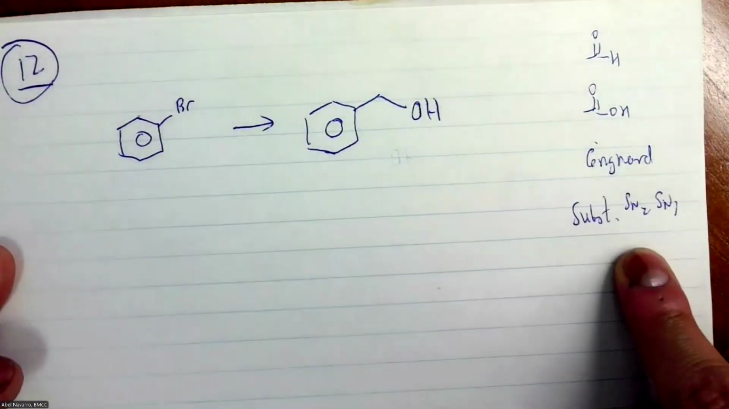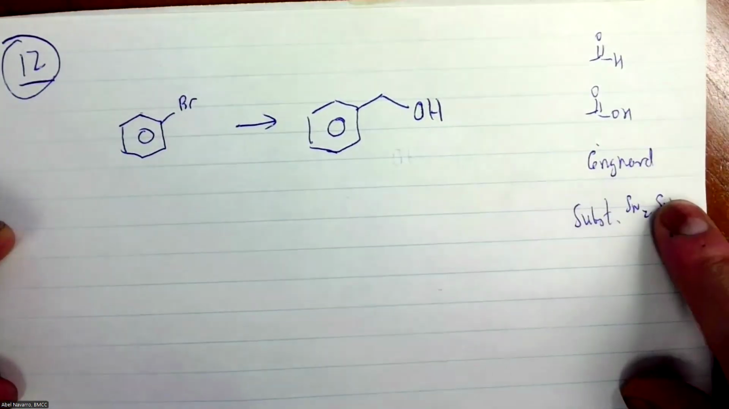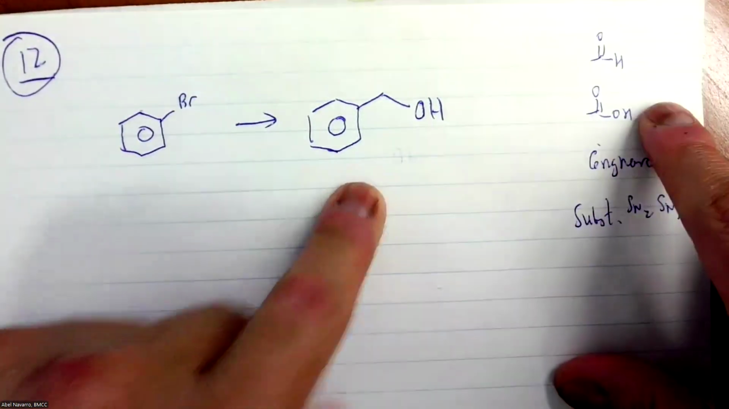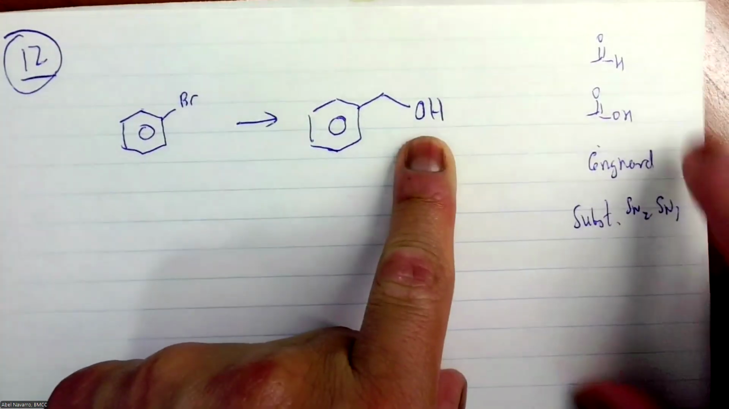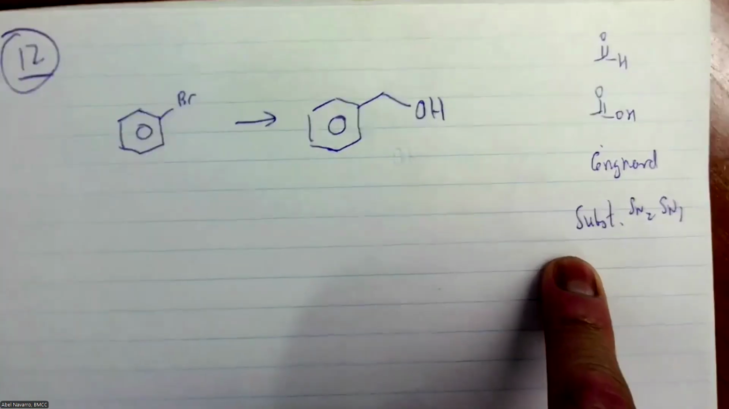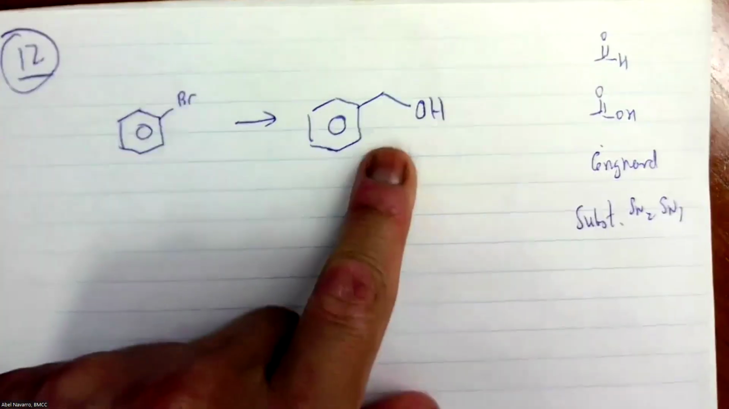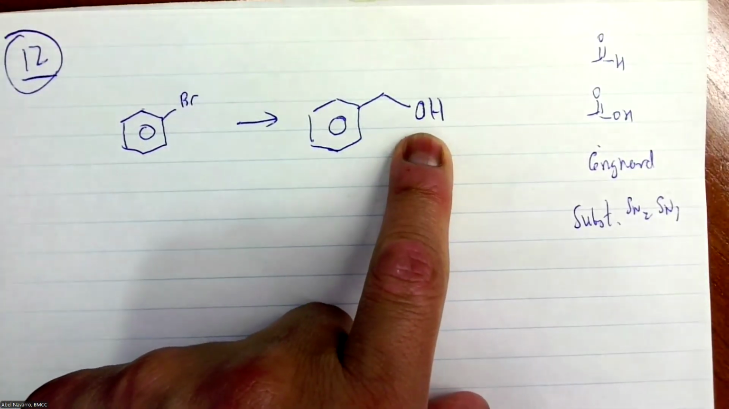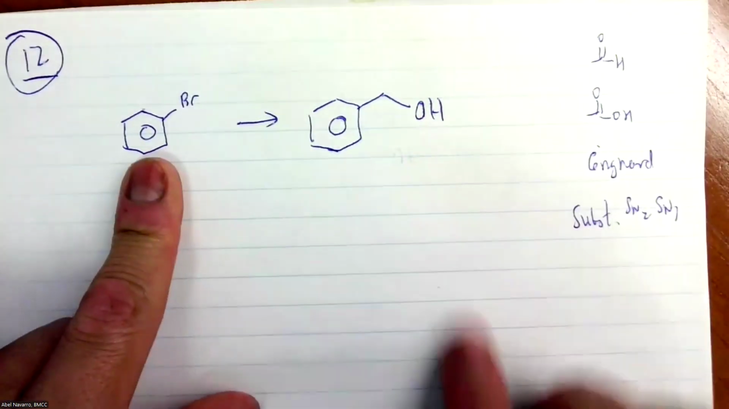What else? That's it, right? So those are the ways that we learned today. Now you have to see what are the ways how you make an alcohol. That's what we learned. Okay, it's a primary alcohol. So now my starting material.